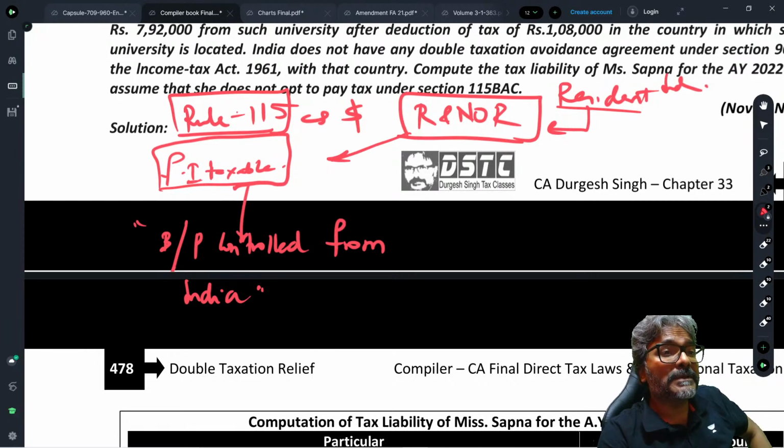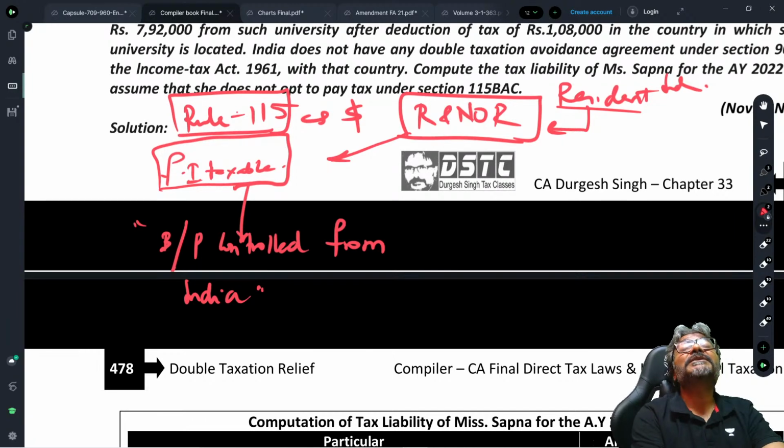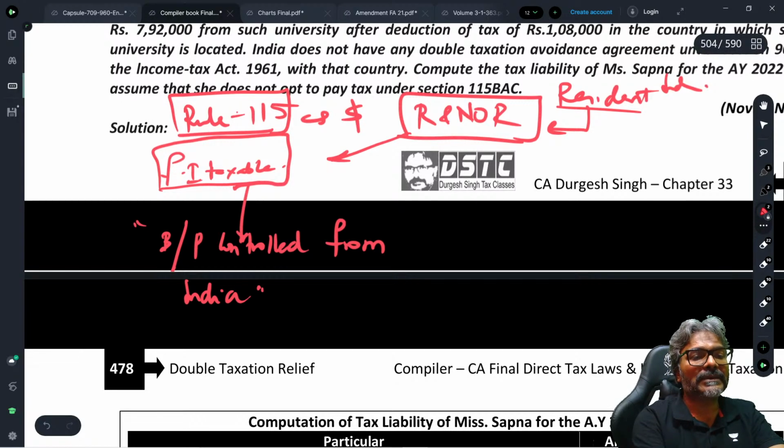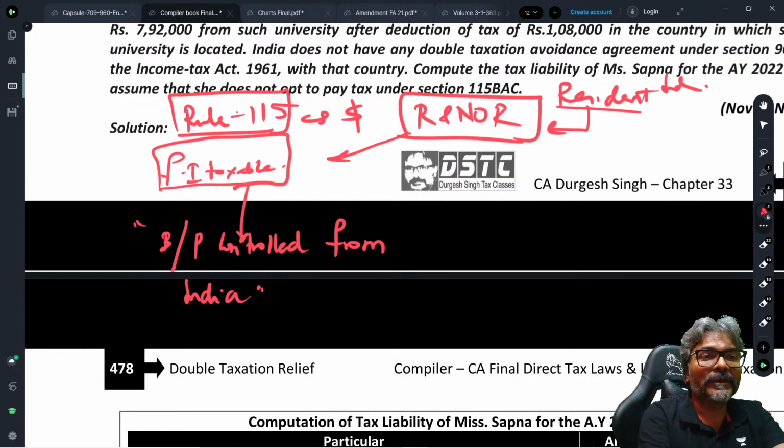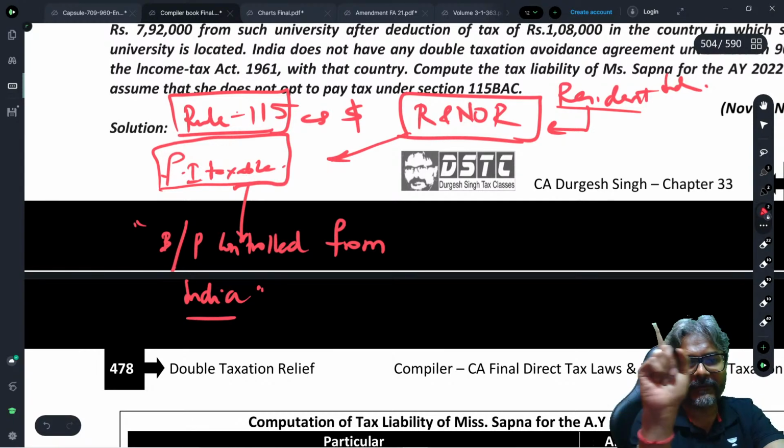But what about the business or a profession controlled from India? Will that be a part of the total income? If there is any business or profession which the resident and not ordinary resident is carrying out outside India, but that business or profession is controlled from India, then in that case, students, what will be the situation? It will be an income which will be deemed to accrue in India, and the answer to that is yes, it will be. So this will be falling within the scope of it.